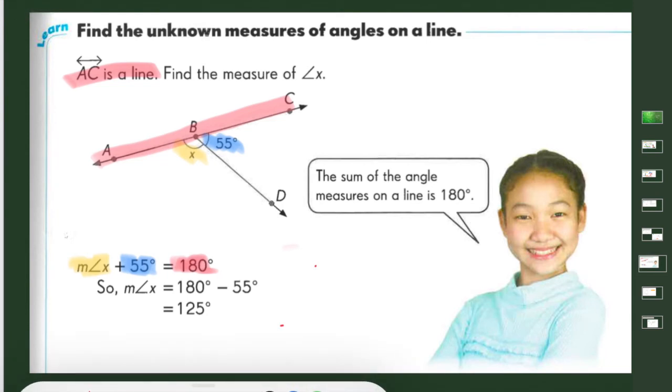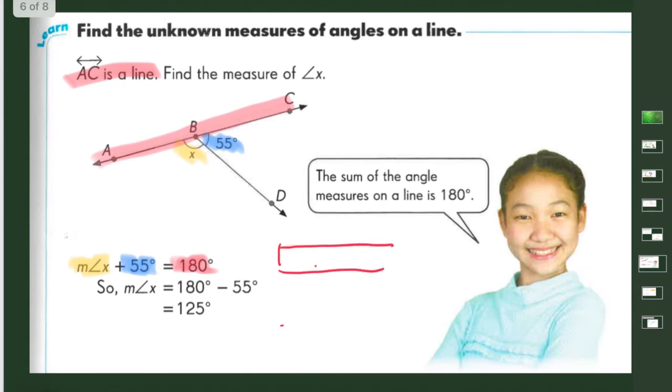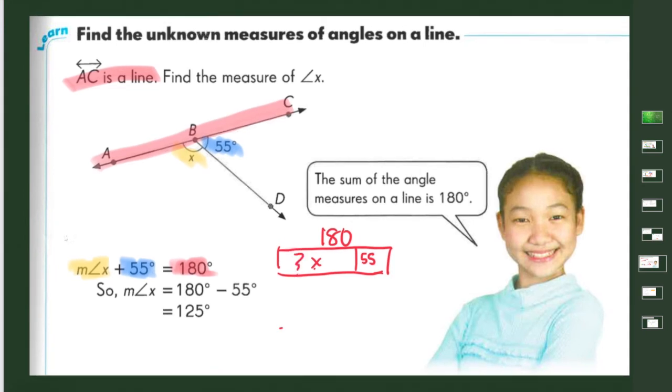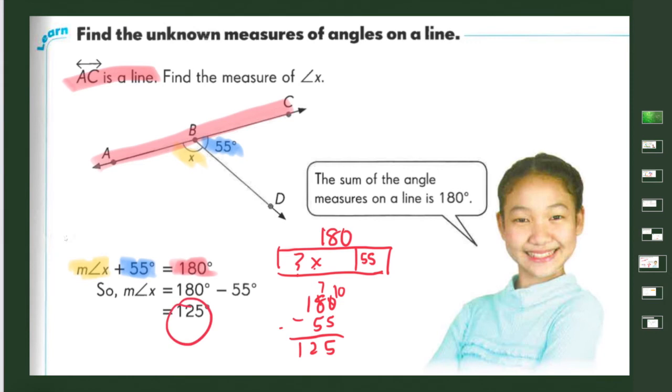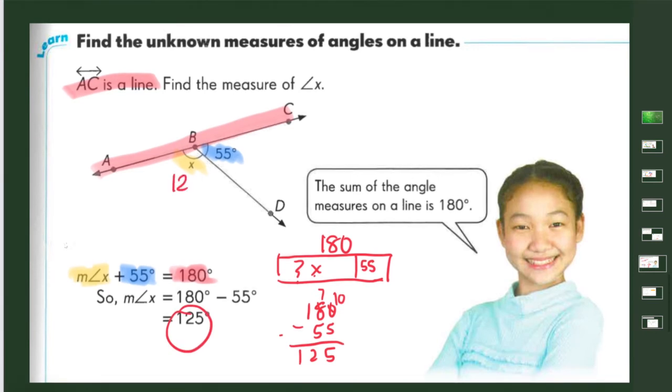So our whole would be 180. The part we know is 55. The missing part is angle X. That's our question mark. So 180 minus 55 will give us our solution. And that missing angle, angle X, its measure would be 125 degrees.